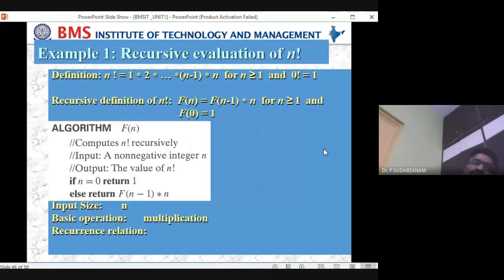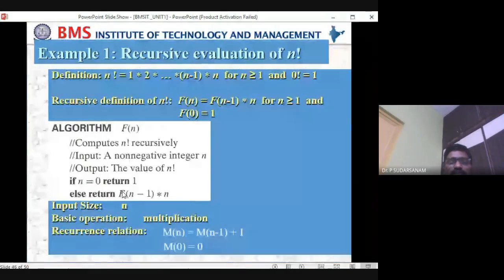So now you are doing multiplication operations. Just the same equation, but instead of f, you write m. So if you write m, then m of n is equal to m of n minus 1. Whatever recurrence relation they have given, f of n is equal to f of n minus 1 into n, the same equation you will write here also. So the recurrence relation is m of n minus 1.